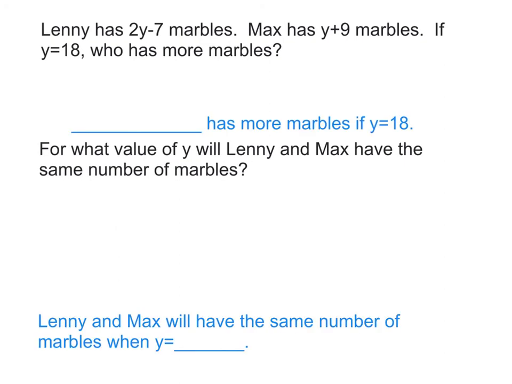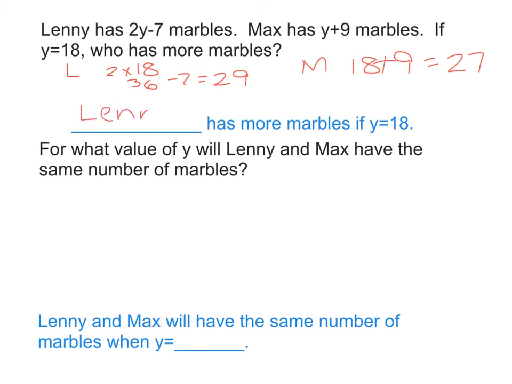I'll start with the sentence answers. Blank has more marbles if y equals 18, and Lenny and Max will have the same number of marbles when y equals blank. So in the first one, I'm simply going to substitute 18 for the y on both sides. So for Lenny, 2 times 18 is 36, and 36 minus 7 is 29. Max has 18 plus 9, which is 27. So Lenny has more marbles if y is 18.